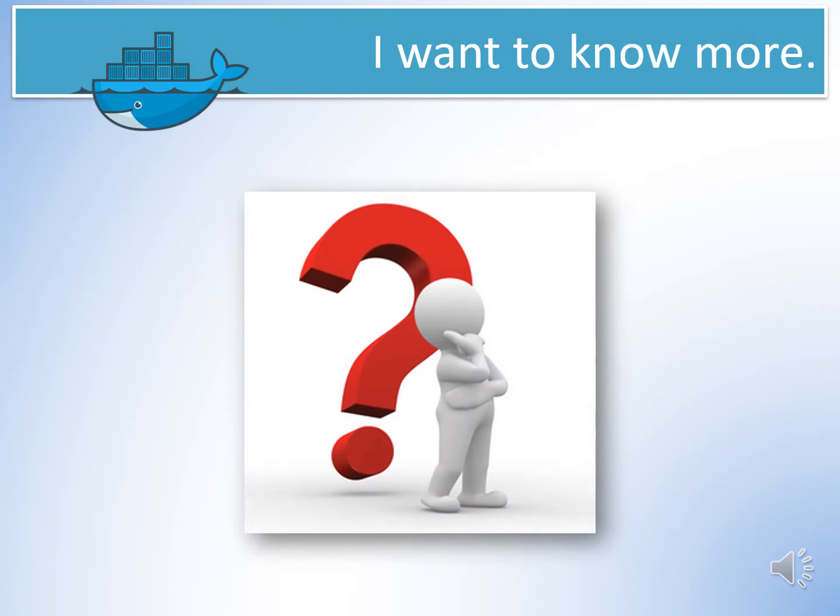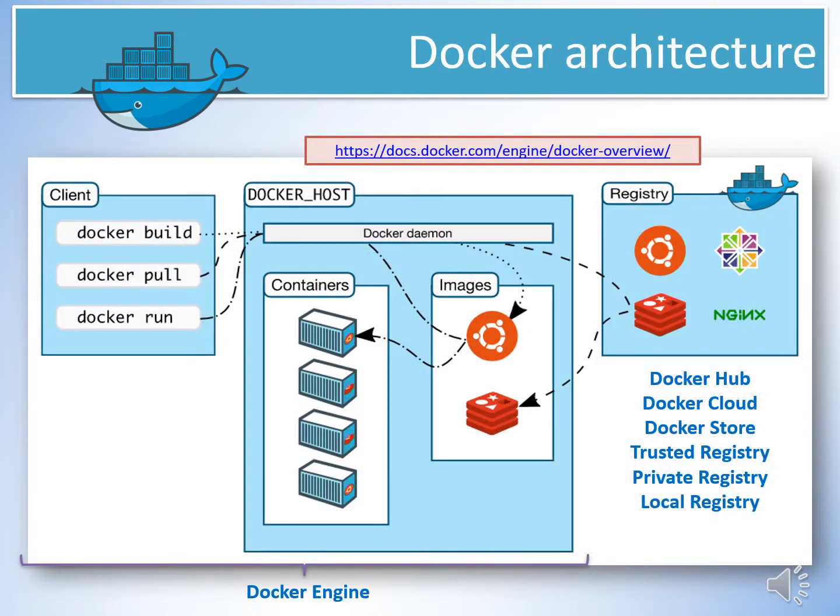I hope you feel more interested in Docker and want to know more about it now. Let's dig deeper into Docker architecture. As you can see from this diagram, Docker architecture is quite simple. It consists of three parts: client, Docker host, and registry. Client and Docker host parts together are called Docker engine.